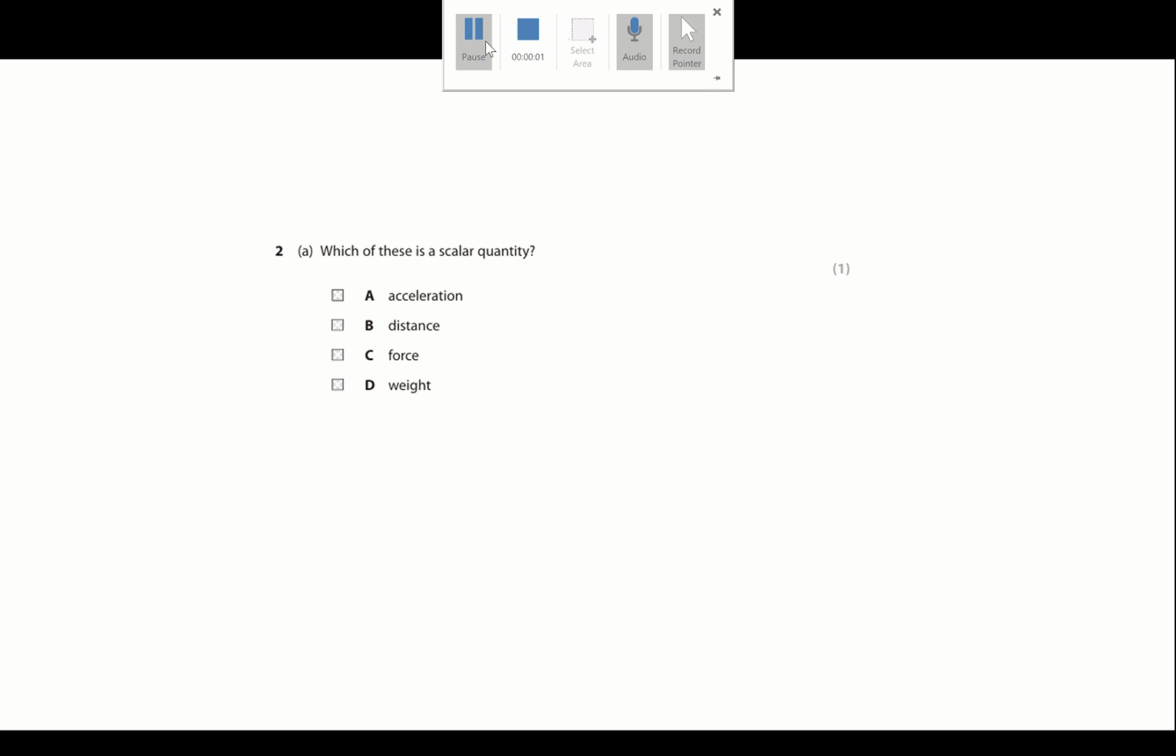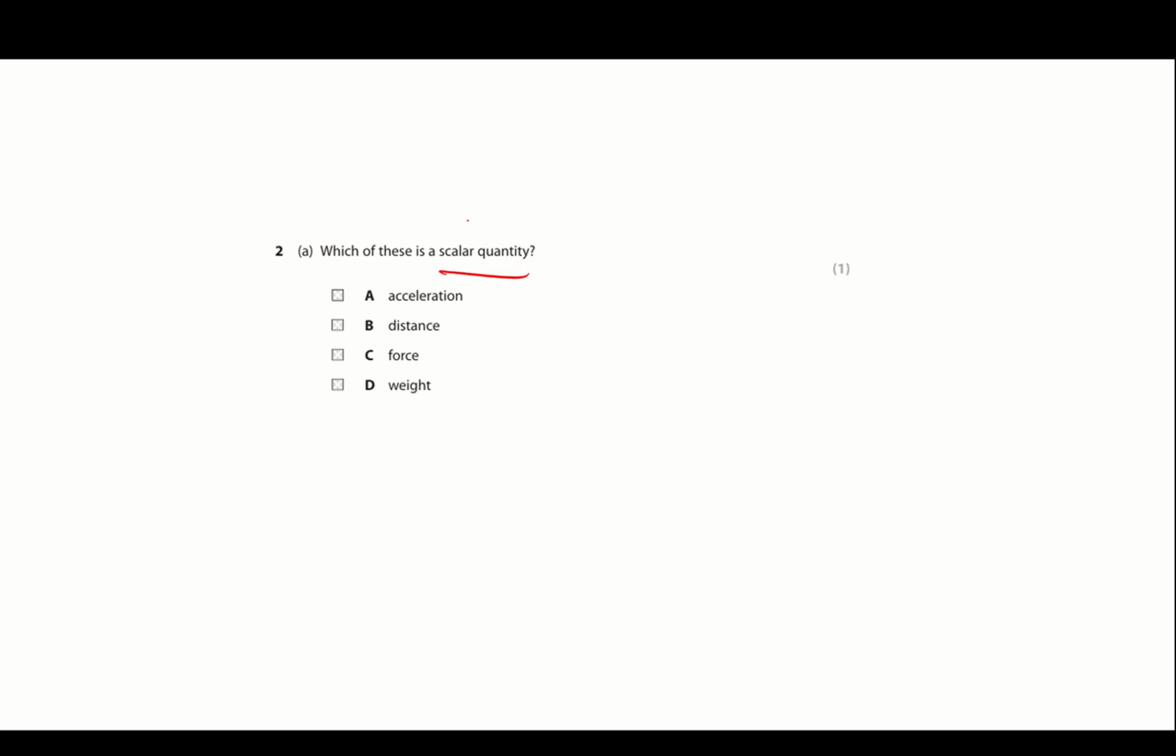Question 2, which of these is a scalar quantity? So it only has a number or a magnitude, no direction. Acceleration, nope, that has a direction. Distance is a scalar quantity, but we'll check the rest. Force is a vector, weight is a vector, because weight is a force. So the answer is B, distance is a scalar quantity. Go on to the next one.